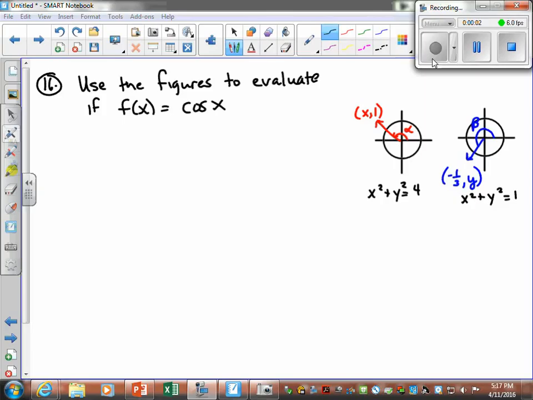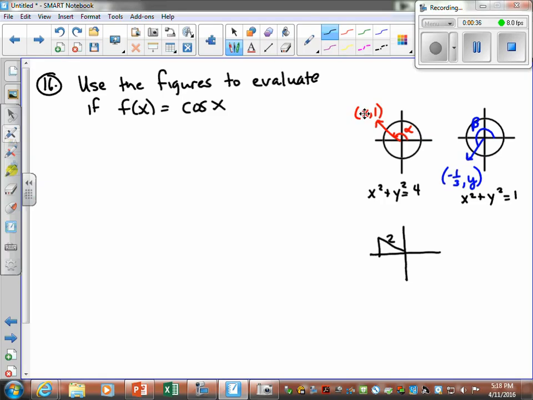Okay, our last problem is to use the figures to evaluate f of x equals cosine of x. So first of all, our alpha and beta are given in these representations. Let me make a note that for alpha right here, if I brought that down and made that into a triangle, what is the radius of this circle? Square root of 4, which is 2. Good. So that means this radius is 2.